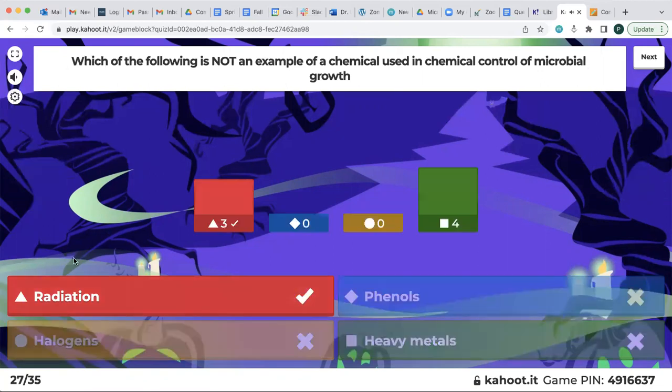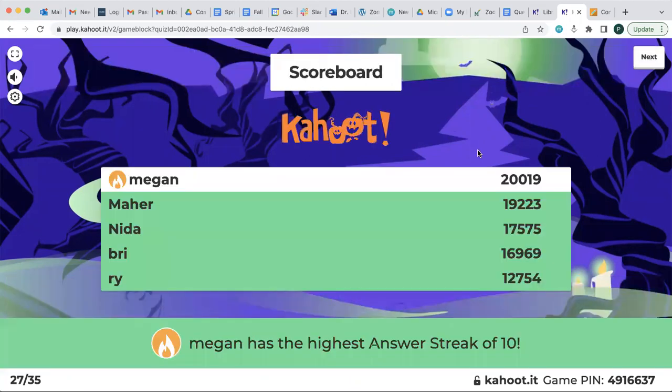All right, yeah, it is radiation. Radiation is an example of physical control of microbial growth. Heavy metals do count as a chemical control of microbial growth. Heavy metal chemicals are used. So yes, heavy metals is an example of chemical control, but radiation is an example of physical control.